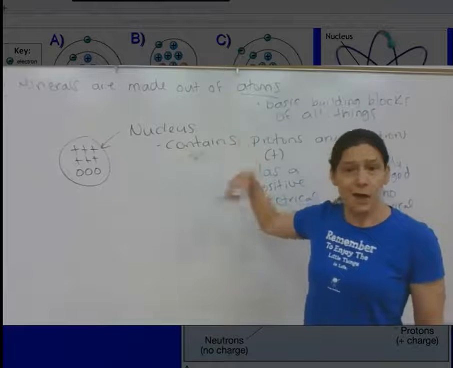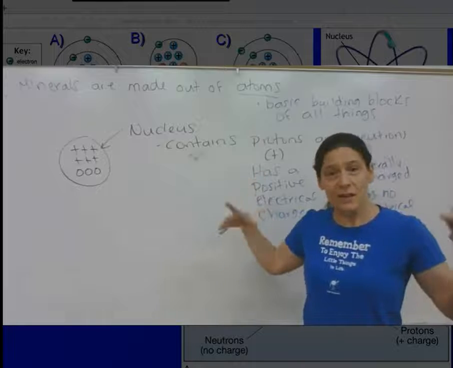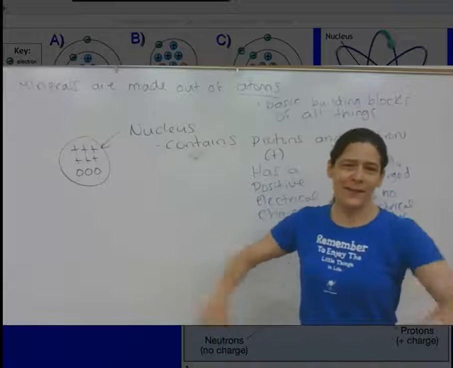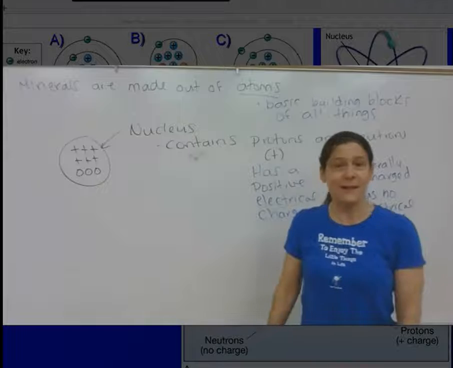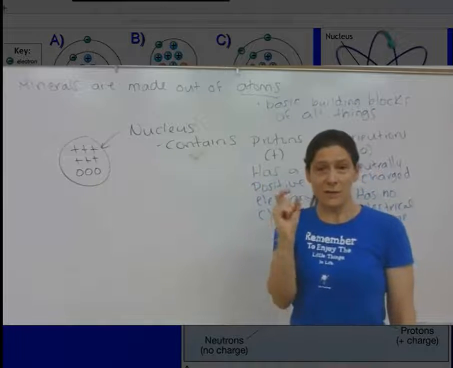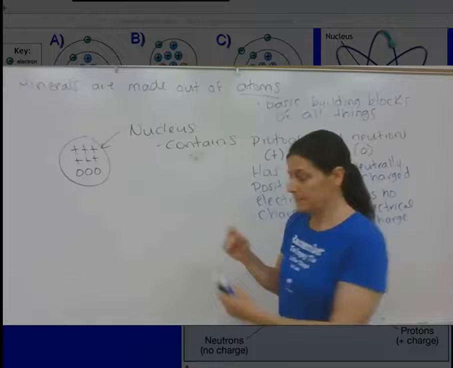Now, again, whizzing around the nucleus, whether it's in a shell or an orbital or a cloud or whatever, there's also these fancy orbitals that exist too. It doesn't matter for this class. But surrounding the nucleus are negatively charged bits called electrons.